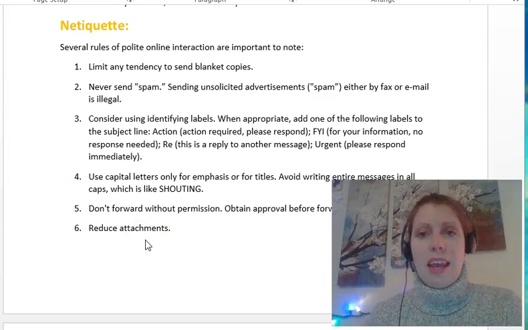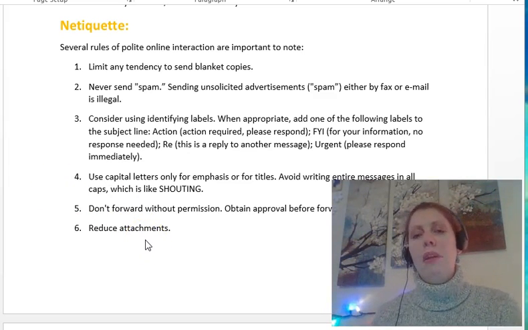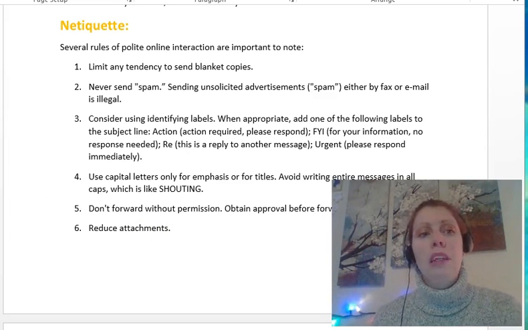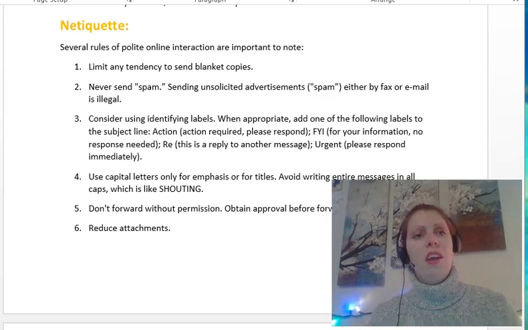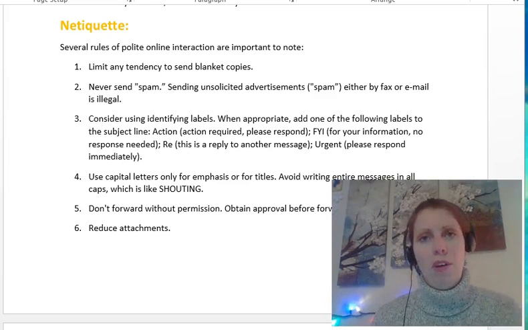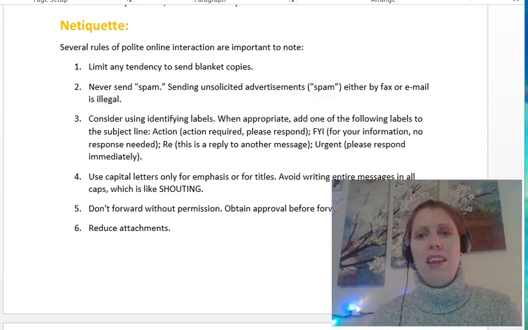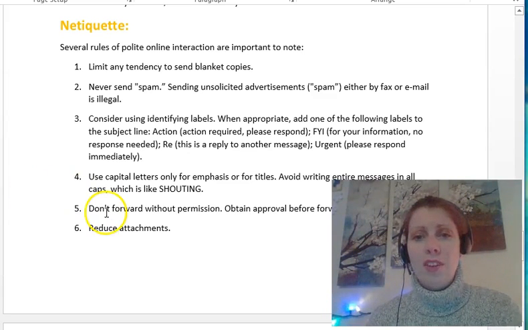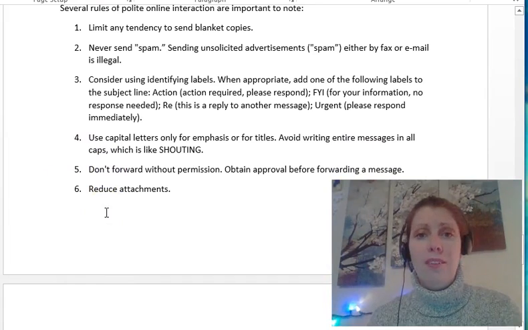You should limit any tendency to send blank copies of something. So send copies only to the people who really need to see the message. It's unnecessary to document every business decision and action with an electronic paper trail. Please don't. Never send spam. Sending unsolicited advertisements or spam, either by fax or email, is actually illegal. So just be careful. Sometimes we accidentally forward something, but just do not do it on purpose.